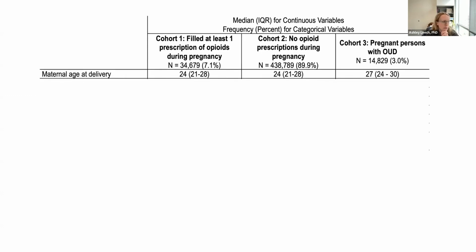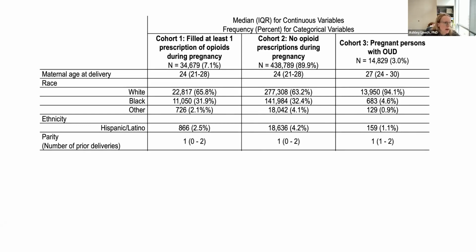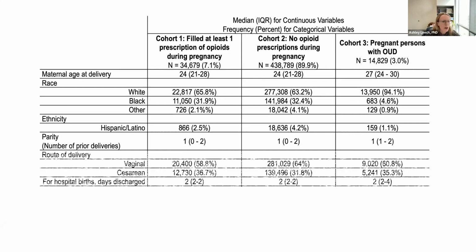Going down, the median maternal age at delivery is slightly higher among the opioid use disorder cohort. Around 30% of Black individuals filled at least 1 prescription of opioids during pregnancy, compared to 65% of white individuals. However, we can see that most pregnant persons with opioid use disorder are white, which is something that we would expect. The number of prior deliveries are pretty evenly split across the groups, with the third group having a slightly higher lean towards prior deliveries. Regarding route of delivery, we see slightly higher cesarean deliveries within the first cohort, which is something we would probably expect.